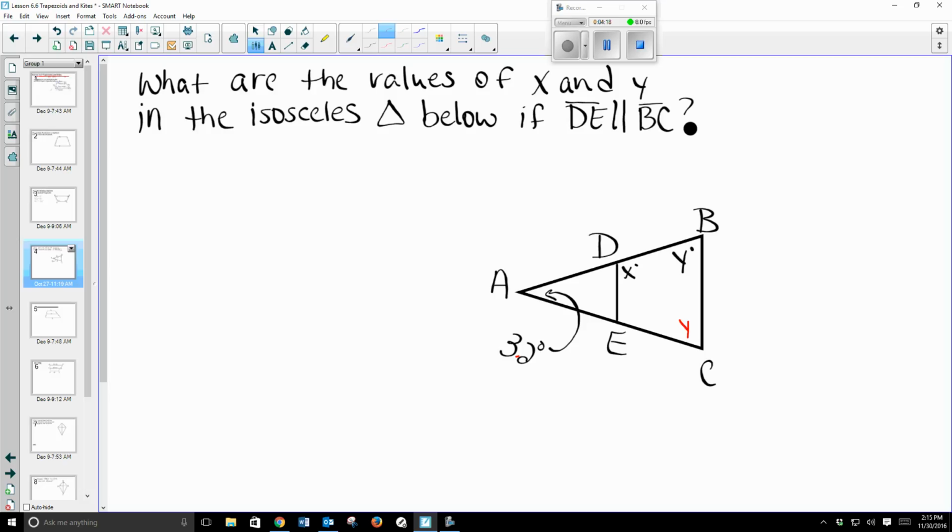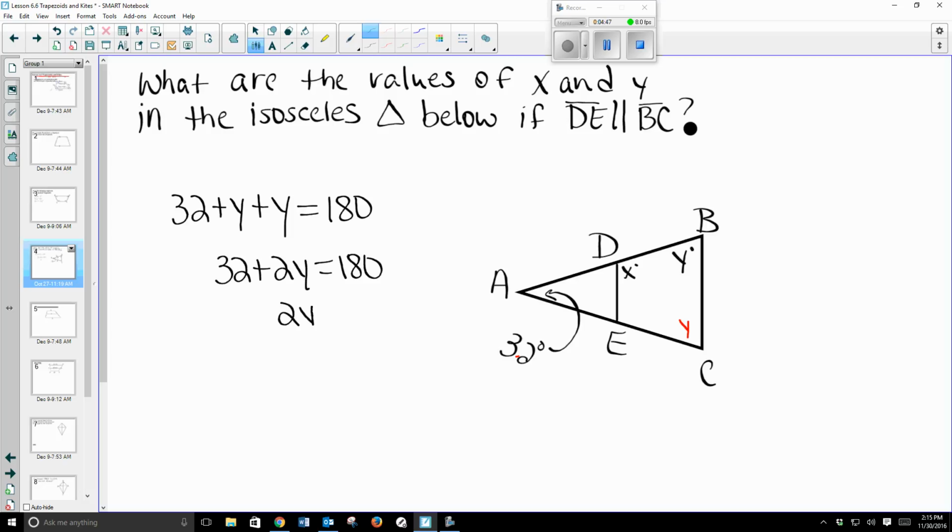Because this is an isosceles triangle, we know the two base angles are the same measure. So I could put Y in both places. That will help me set up my equation. 32 plus Y plus Y. Now this is just looking at the angles in the triangle. They should equal 180 because the sum of the interior angles of a triangle is 180. So that would be 32 plus 2Y is equal to 180. We'll subtract 32 from both sides and get 148. We'll divide by 2 and get 74. So Y is 74.